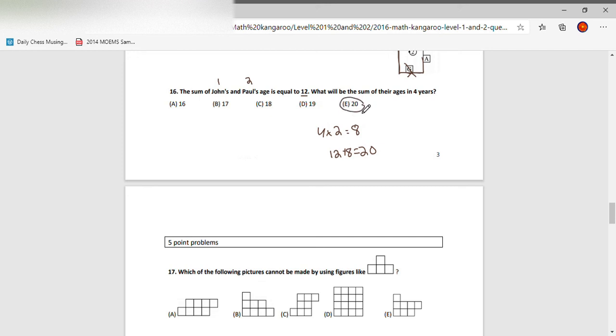So that's all of the 4-point problems. In the next video, I will be going over the 5-point problems. So stay tuned for that.